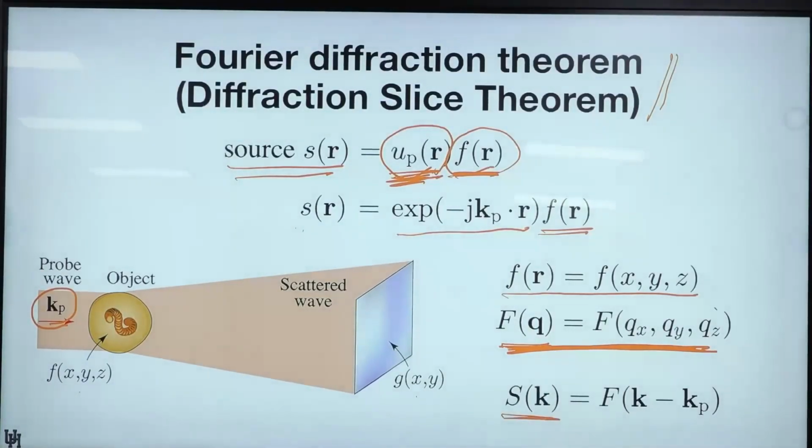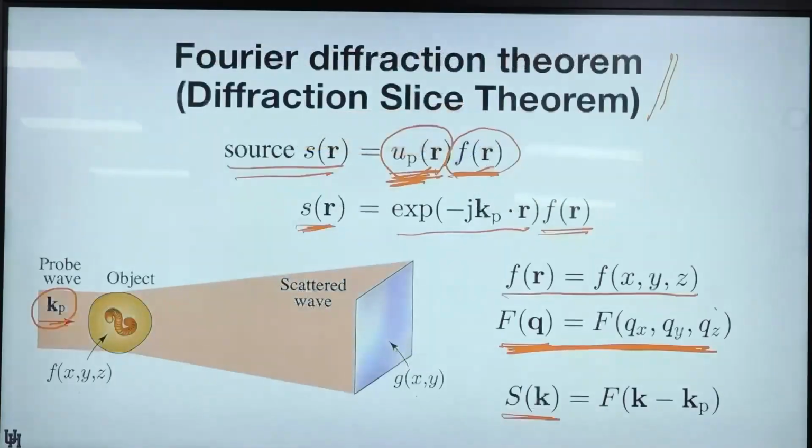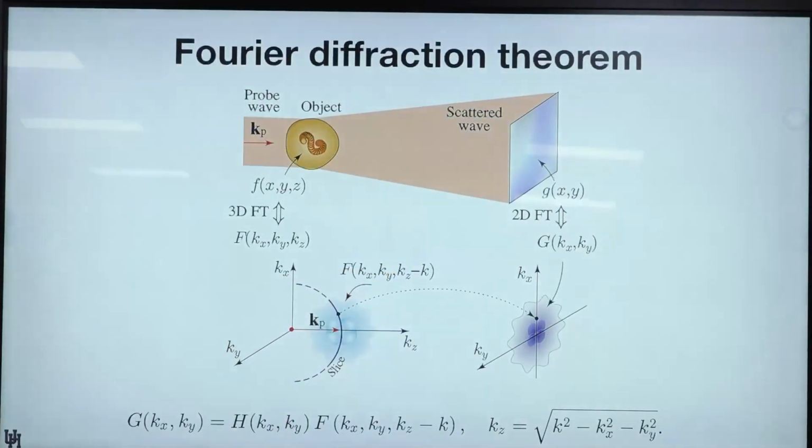If you take the bunch of sources, using the diffraction slice theorem, you can relate this to the Fourier transform of the object. So that is what the diffraction slice theorem says, that S of k equals F of k minus k_p. So this is the essence of the diffraction slice theorem. Okay, let me show you how this would work.